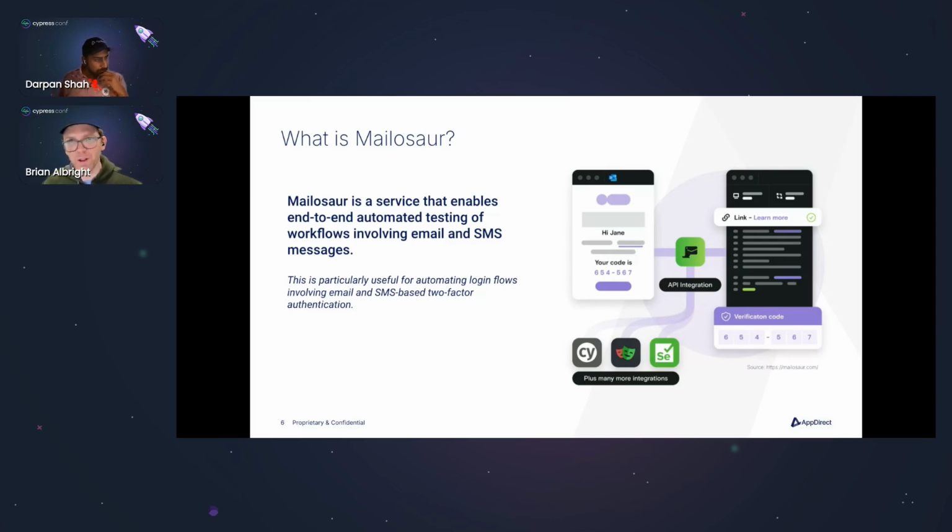So Mailosaur helps us provide this. It provides APIs for interacting with SMS and email. It provisions phone numbers. It provisions emails for you. And it really makes this otherwise human process something that we can actually implement in a Cypress test.